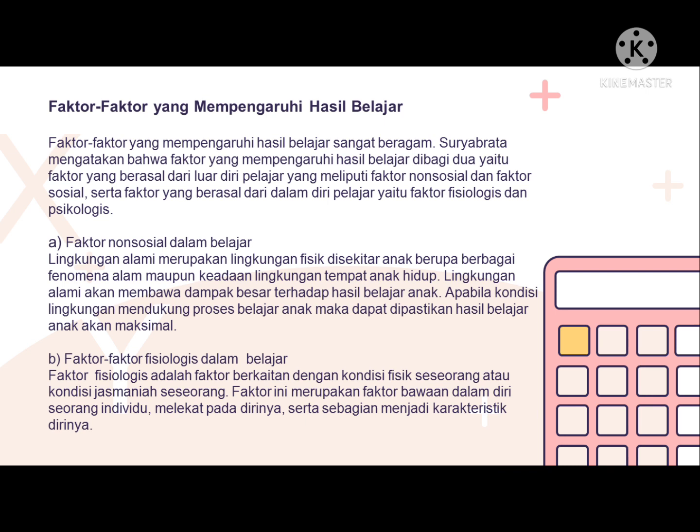environment is the physical environment around children in the form of various natural phenomena and environmental conditions where children live. The natural environment will have a big impact on children's learning outcome. If environmental conditions support the child's learning process, it can be ascertained that the child's learning outcomes will be maximal. B.